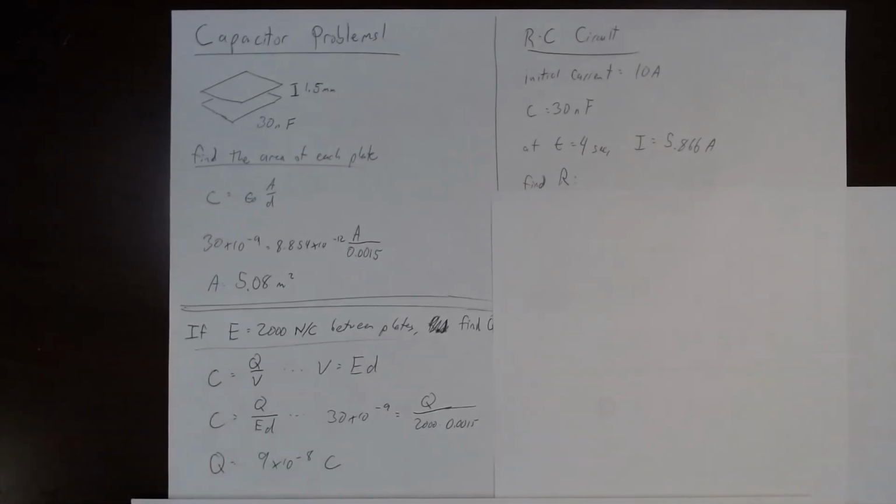What is the value of the resistor? What is the resistance of the resistor in this circuit? How would we find this?